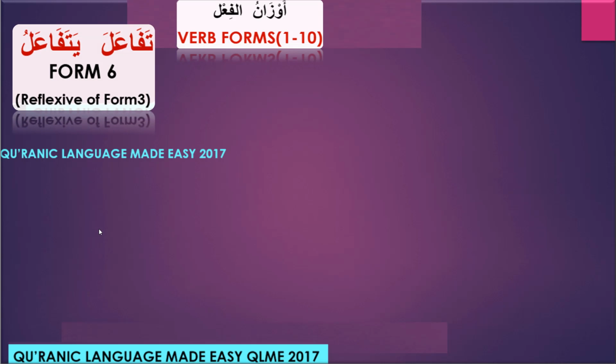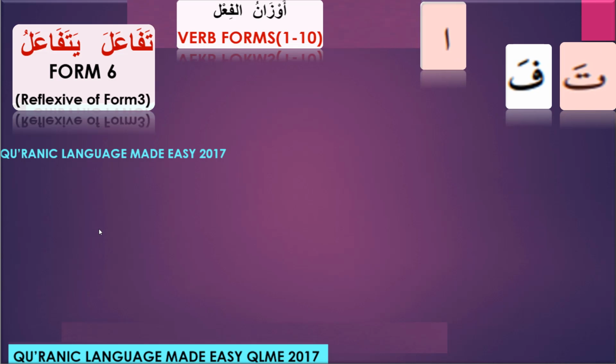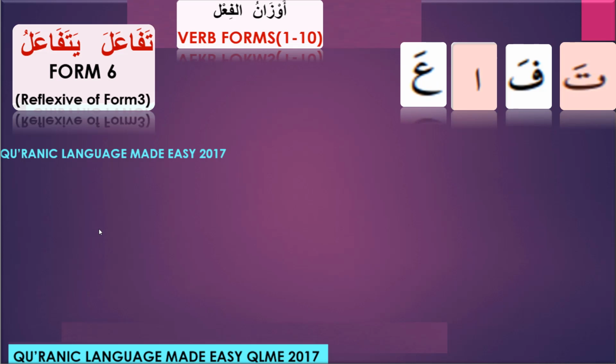Next is form 6, that is tafa'ala yatafa'alu. This verb form is created by prefixing ta to form 3, and it tends to have a reflexive or reciprocal meaning. For example, if I say kataba is to write, takataba is to correspond with each other. And this is built on form 3 by adding the prefix ta to the form 3 verb. So if I say amala means to treat or deal with someone, and ta'amala means to deal with each other. So form 6 is usually intransitive, and it is like two parties cooperating.